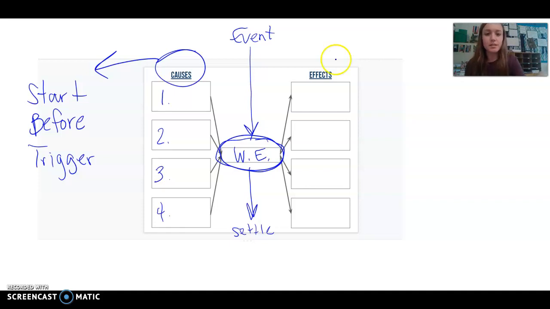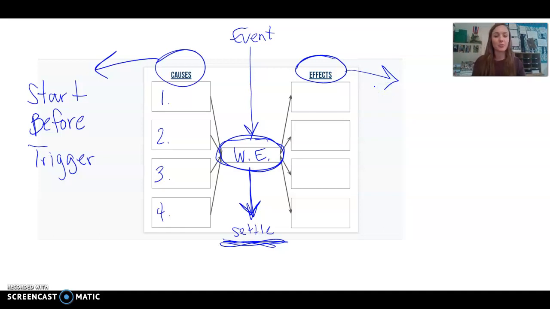Our next step is effect. A lot of times students get a little mixed up because they say that an effect of westward expansion was people settling the West. But effects happen after the event. Our event is settlement of the West, so we're looking for things that happen after the settlement of the West, because people went west.